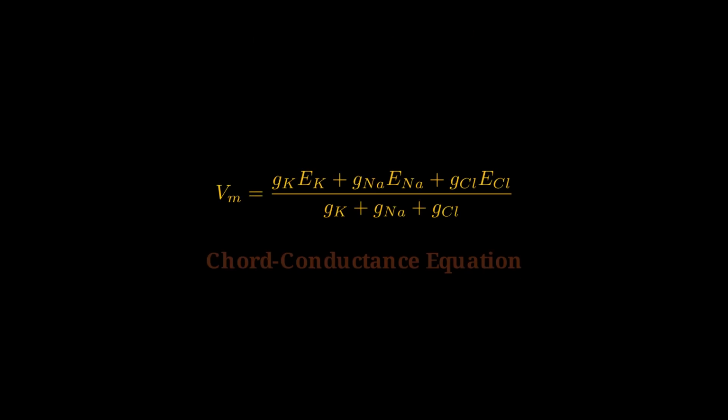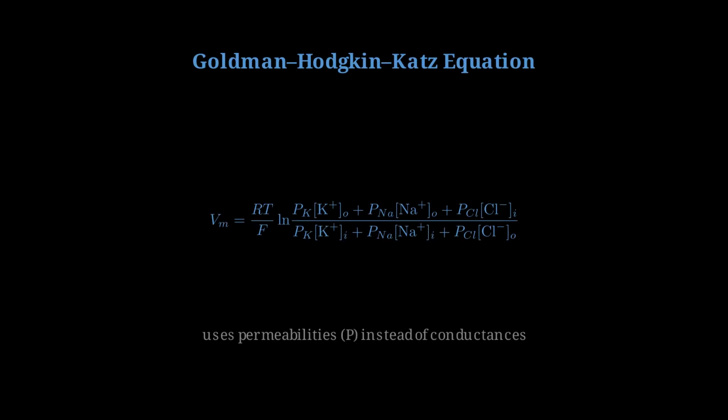So the equation we just derived, the chord-conductance equation, is a powerful tool used widely in physiology. But there is also a more rigorous version called the Goldman-Hodgkin-Katz equation. This equation uses permeabilities instead of conductances, and the result has the ions inside the logarithm, similar in structure to the Nernst equation, but with multiple ions at once. In practice, both equations give similar predictions for the resting membrane potential.